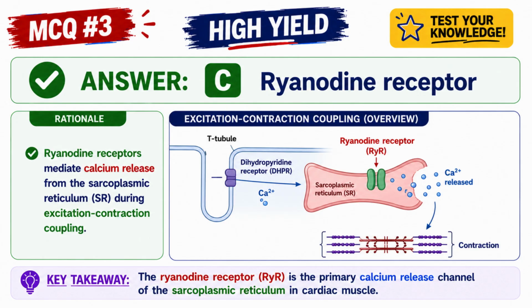Board pearl. Ryanodine receptors are the calcium release channel of the SR. SERCA pumps calcium back in. Dihydropyridine receptors are the trigger on the T tubule. Know all three and their roles.